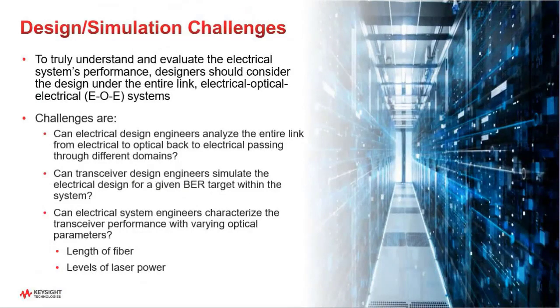However, these technology trends and evolutions bring hardware design engineers a headache because the design itself goes through multiple domains. For example, it starts from electrical, goes through the optical and comes back to electrical, so it crosses multiple simulation domains. If the design engineers design a subsystem inside an EOE system, how does he or she really evaluate the true performance of the subsystem? I believe one should consider the subsystem's performance under the entire link in order to truly understand and evaluate the electrical or optical system's performance.